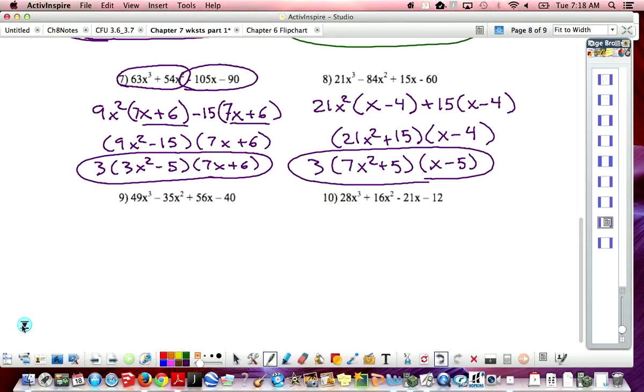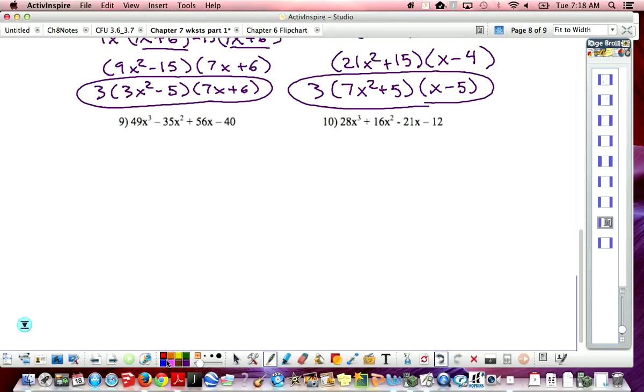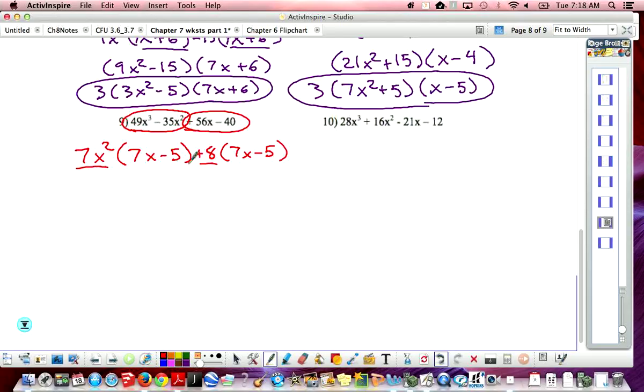All right, number 9. 49x cubed minus 35x squared, sorry. They have a 7 and an x squared in common. So I have 7x minus 5. 56 and 40, so we need, let's see, an 8. And we get, sure enough, 7x minus 5. So 7x squared plus 8 sets of 7x minus 5s.